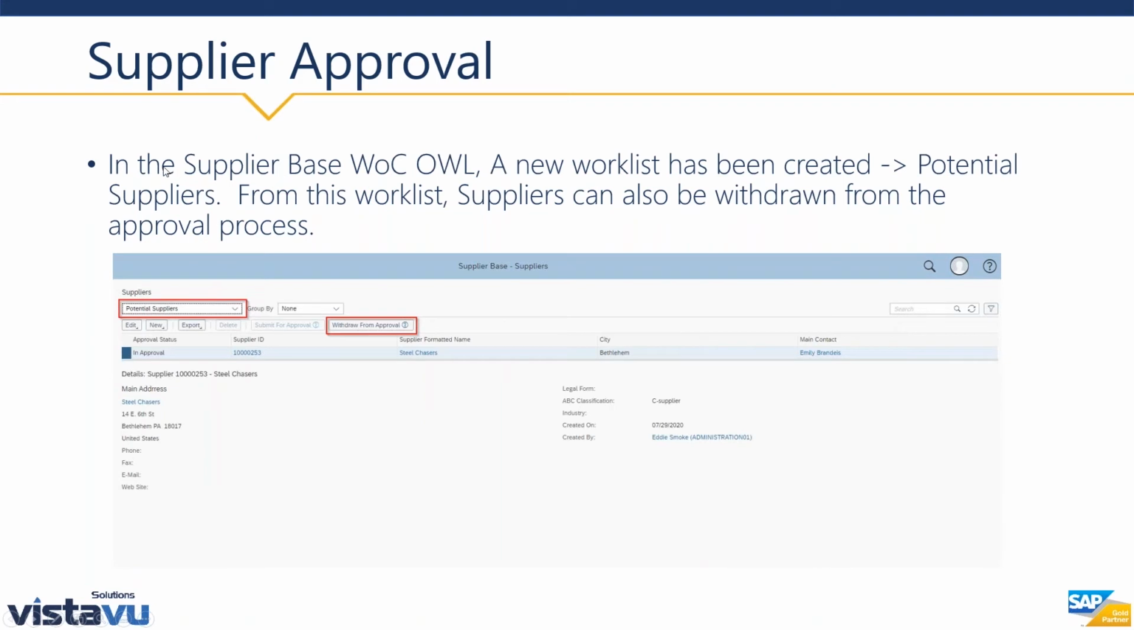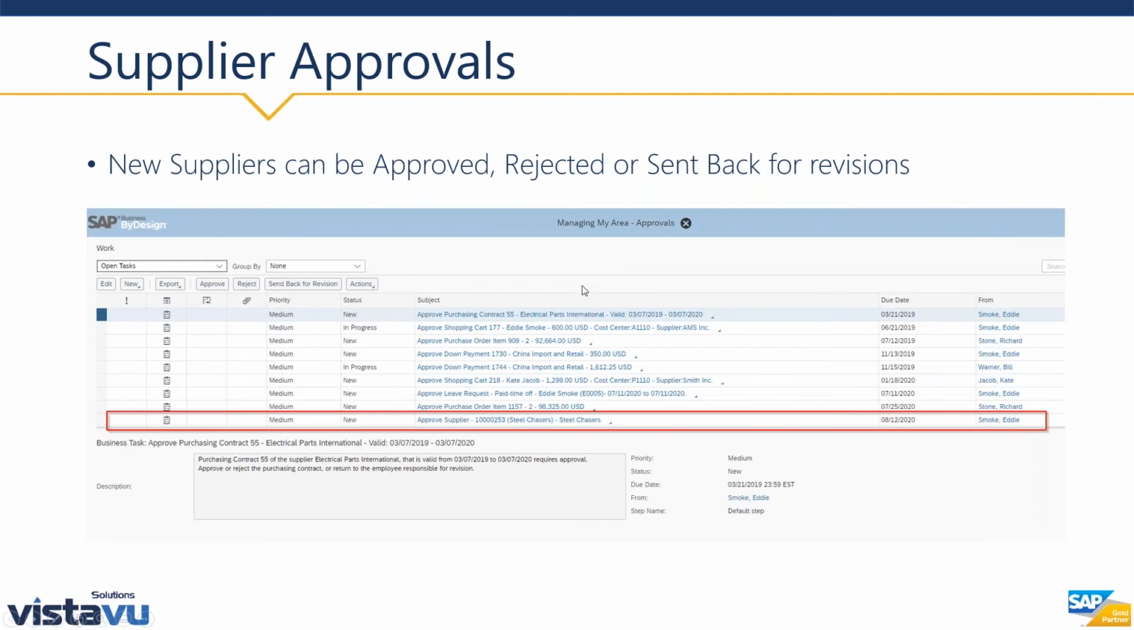Upon the supplier approval, in the supplier-based work center there's now a new work list called potential suppliers. That's basically every supplier that's been created that's in approval status. From here, or within the actual supplier record, if you make a mistake or want to augment the record while it's in approval status, you can withdraw it from the approval process, make your changes, and then resubmit it. The new suppliers can then be approved, rejected, or sent back for revisions.